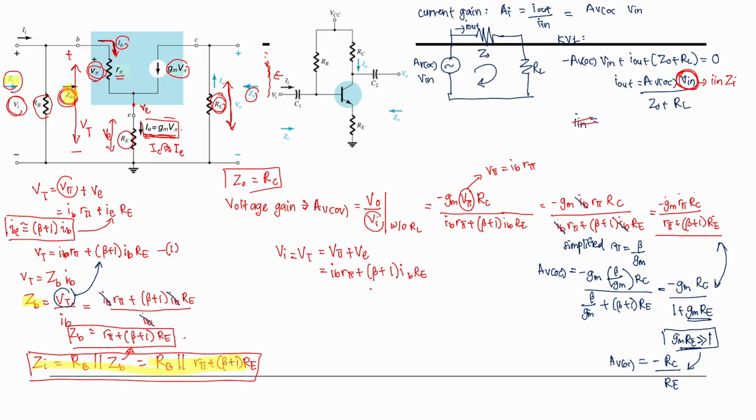Let's erase this first because it is not complete yet. In this case, we want to find the relation between I out over I in. You just rearrange this equation, I out over I in. So you will get AVOC Z in over Z out plus RL. Then you replace it inside here: AVOC Z in over Z out plus RL. So this is going to be the equation of current gain.